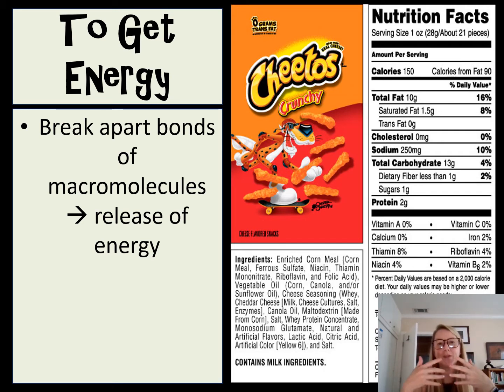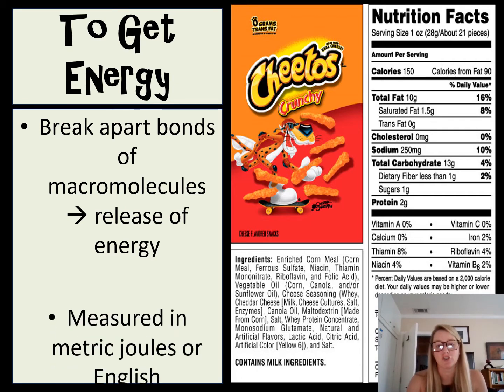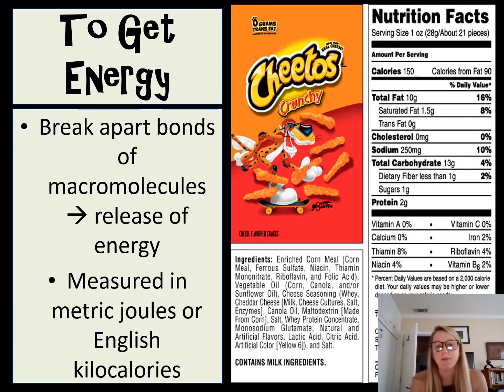The things that are holding the macromolecules together are bonds. So what our digestive system will do is break apart those bonds so that the energy is released. Now, there are a couple of different ways this is measured in food products. Number one, it's usually in calories. So if you look on the back of a label, you'll see calories and it'll tell you how many it has in that item. Obviously, the more calories that you have, the more energy you're going to get from eating that product.